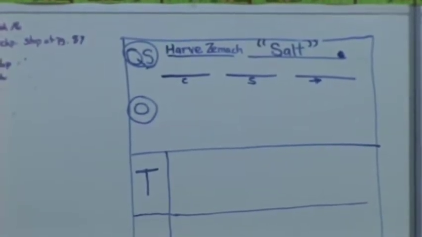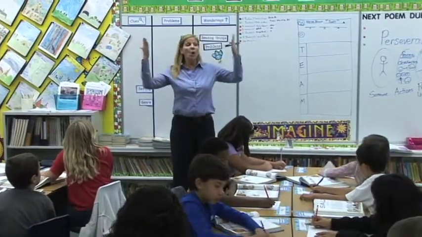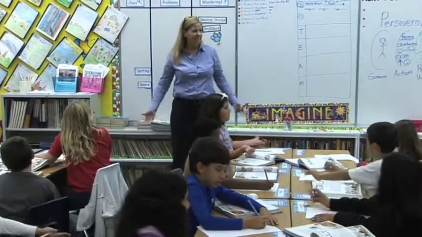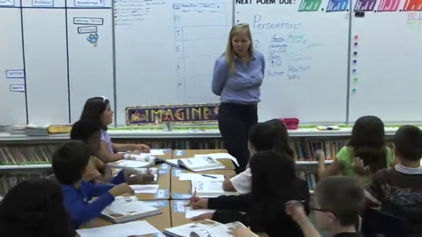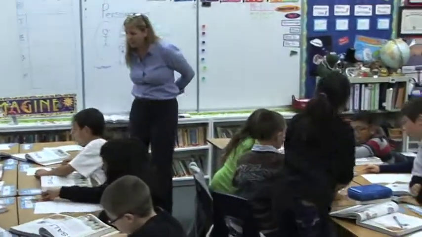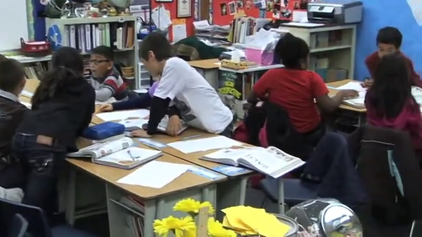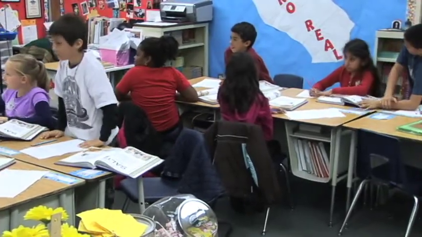What does that mean? C is for character. What is C for? Character. Everyone go like this. Say, who was the main character in the story? Who was doing most of the action? Tell people at your table, who was the main character? Who was it mostly about?